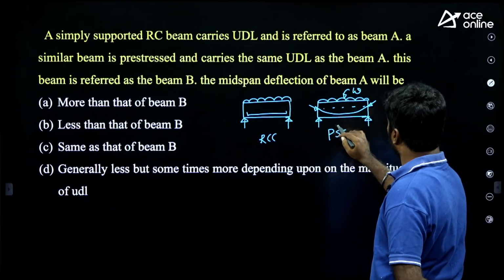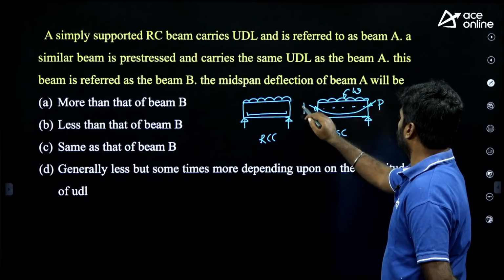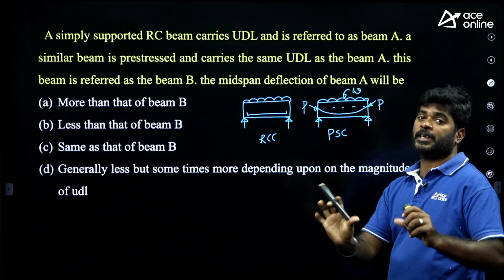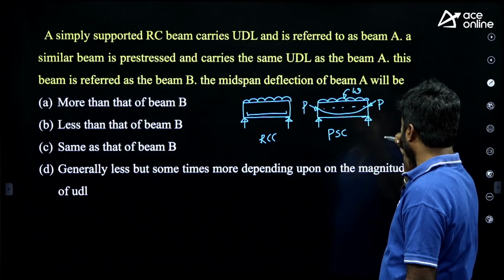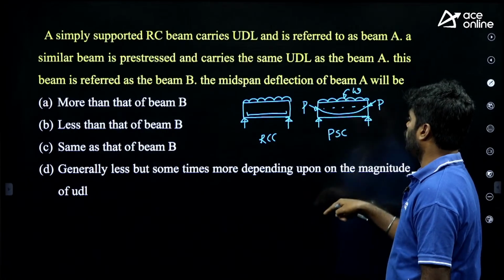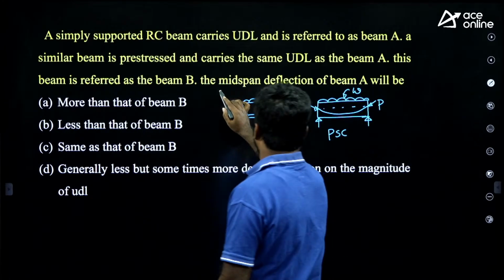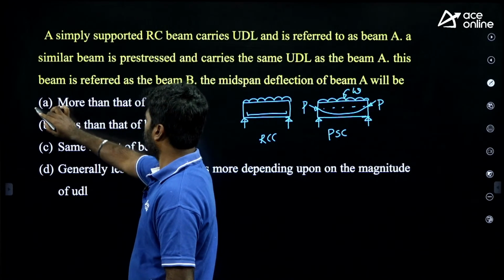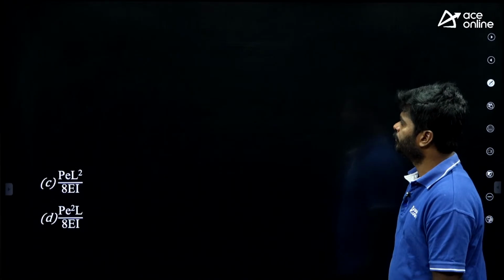But here previously we have done, my dear, applied pre-stress, due to that the member is bent into hogging curvature, right? It will balance the load, that's why deflection will be less for pre-stressed concrete. Deflection will be more for RCC beam. So, the mid-span deflection of beam A will be more than that of beam B. Okay? Right. Next one.